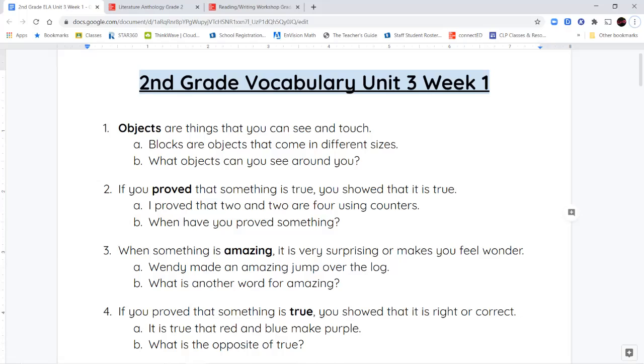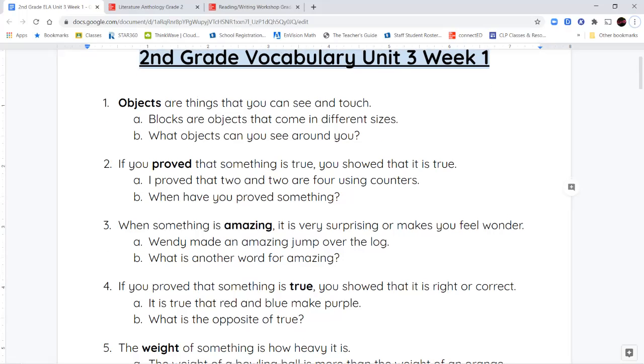We're going to be starting Unit 3, Week 1 this week, and as usual, we're going to get started with our vocabulary words first. Now remember, these are the words that are going to show up in your weekly stories, in your literature anthology book, and in your readers and writers workshop. So pay attention to them because you're going to see them a lot.